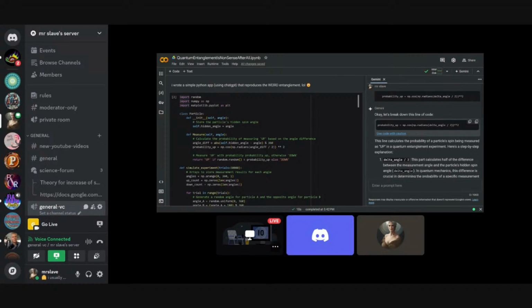If the particle is pointing to the right and the magnet is pointing up, what is the particle going to do? In that case, it's going to do 50-50. 50% of the time it will go up, 50% of the time it will go down. And the same if it's pointing left. If the particle is pointing left and the magnet is pointing up, it's 50-50. Exactly.